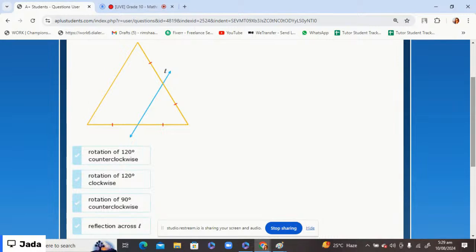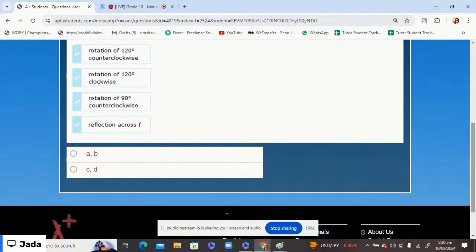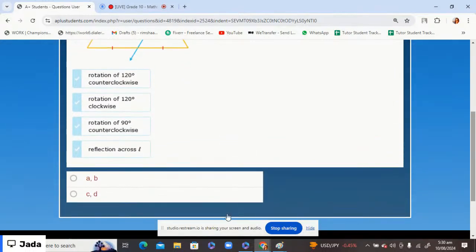Yes, it's 120. How many options for 120 here? Two. Rotation of 120 counterclockwise, rotation of 120 clockwise. Okay, so it's A and B both.